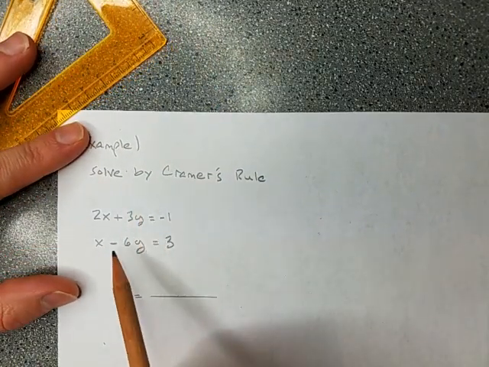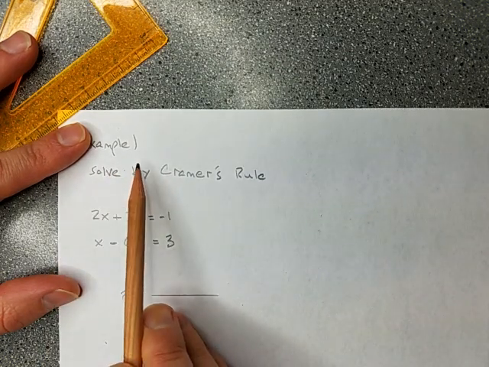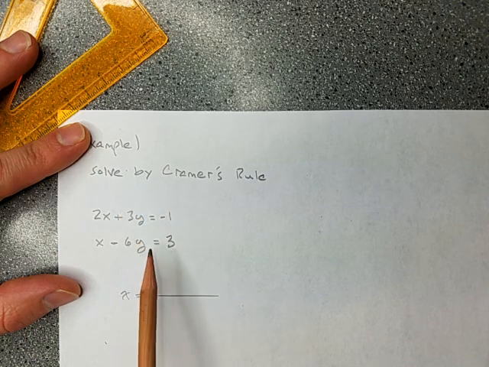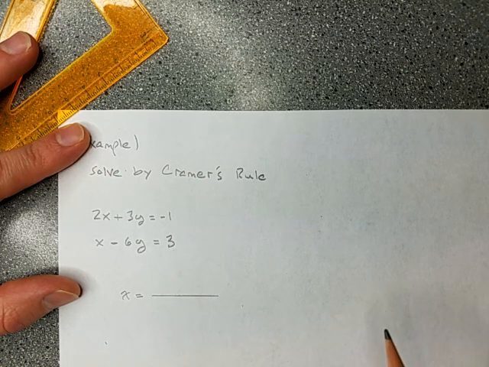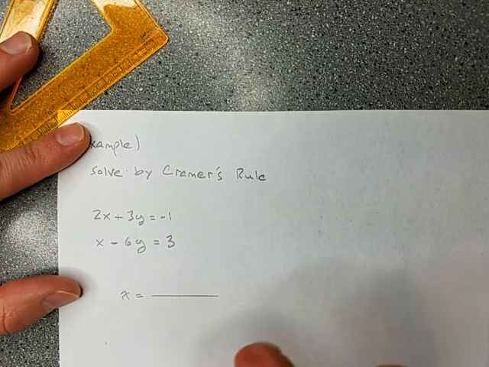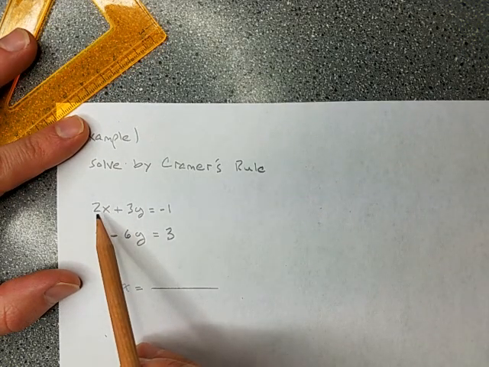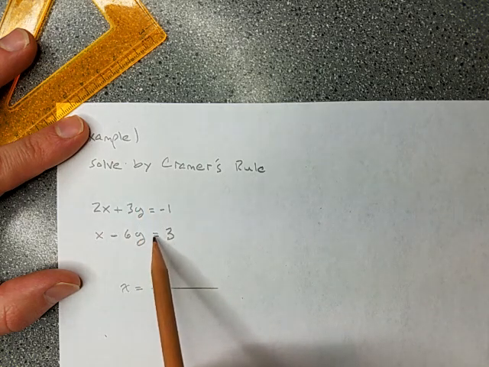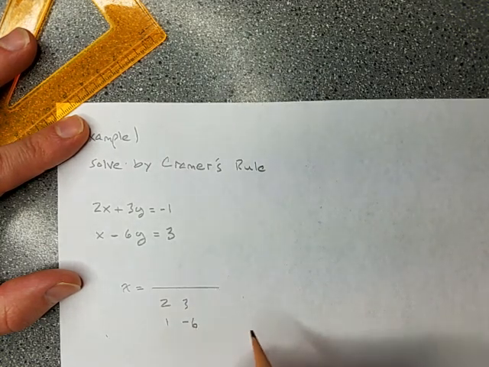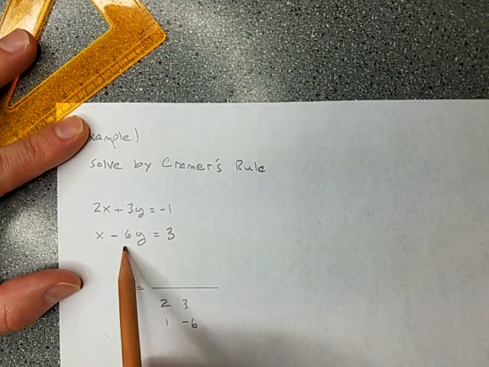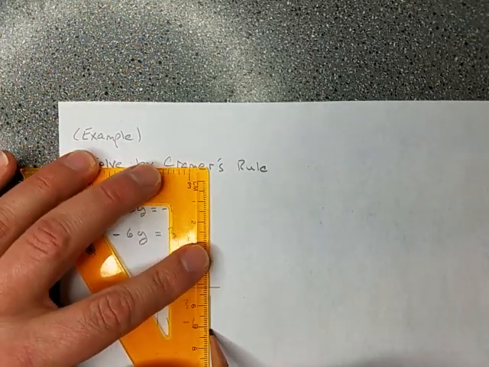First of all, your problem needs to be arranged so that the x's are together in the first column. The y's are together in the second column. See? There's an equal sign, and then you have these numbers, -1 and 3. So it needs to be arranged like that from the beginning, okay? Now, here's what we do. We take these numbers on the left-hand side of the equal sign, and we put them together this way. All right, so 2, 3, 1, -6. I keep them in the arrangement that they were in, and then I put these vertical bars around them.